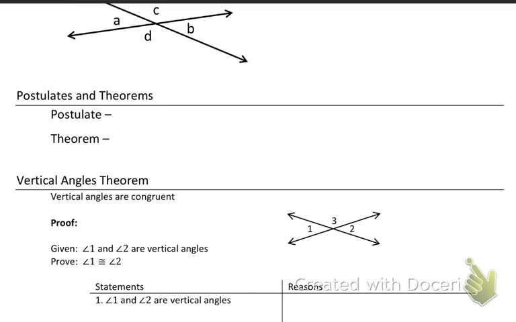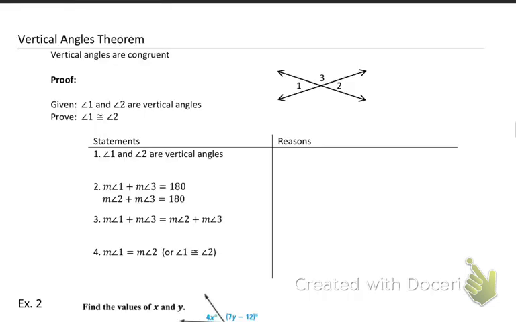Theorems, on the other hand, are going to be things that we're going to prove are true. So postulates we just accept are true, and we can use those postulates to actually prove that theorems are true. We have something called the vertical angle theorem. Once again, I'm going to skip this because we do have a quiz today. But this is going to be chapter 2, where we're actually going to be able to prove that vertical angles are, in fact, congruent.